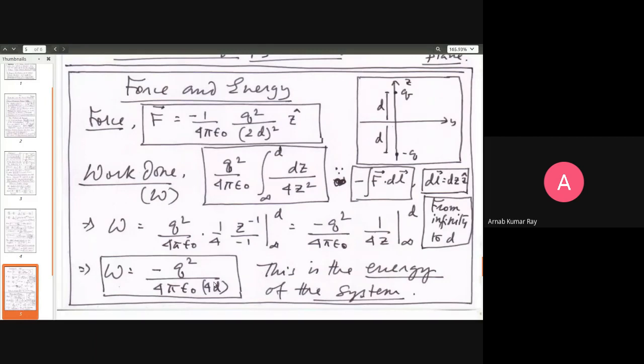So to do work in bringing the charge from infinity to here, you supply that work, and it will go into the energy of the system, and that is its value, minus q squared by 4 pi epsilon naught 4d.